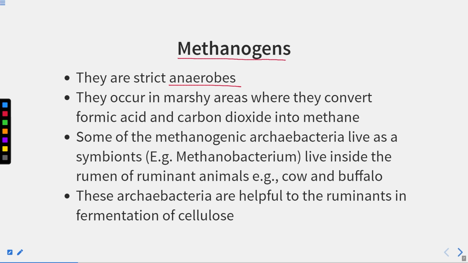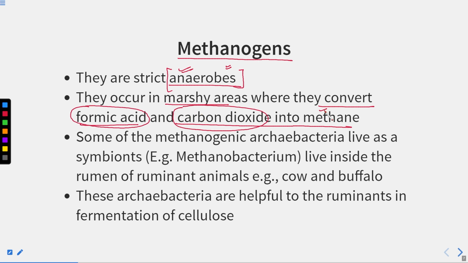Okay, so they are strict anaerobes. Now we will talk about the methanogens. They are strict anaerobes. Anaerobes means they do not take oxygen. So they do not use oxygen for cellular respiration, right? So they undergo anaerobic respiration and they give rise to methane as a byproduct. They occur in the marshy areas where they convert formic acid and carbon dioxide into methane. So they consume this formic acid as well as the carbon dioxide and give rise to this methane gas. This occurs in the marshy areas.